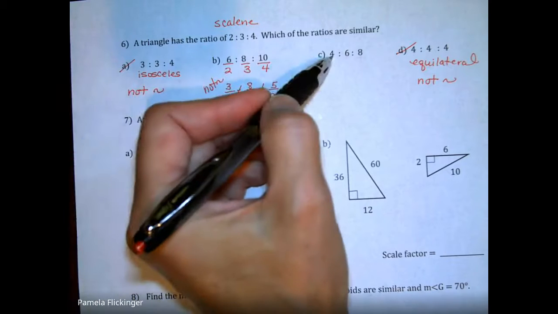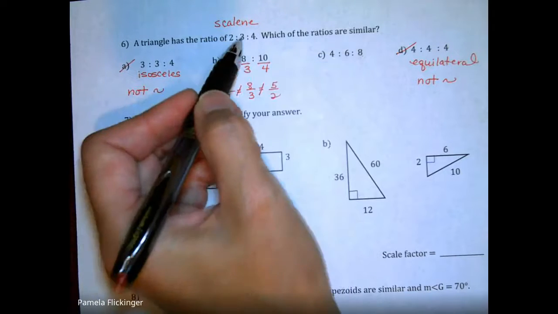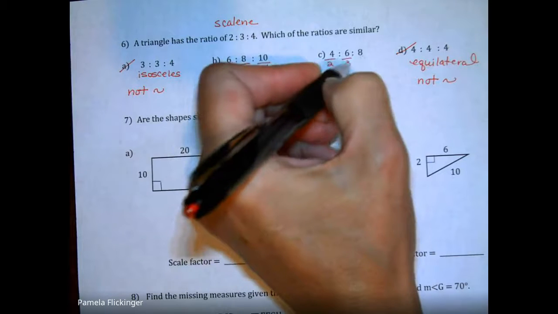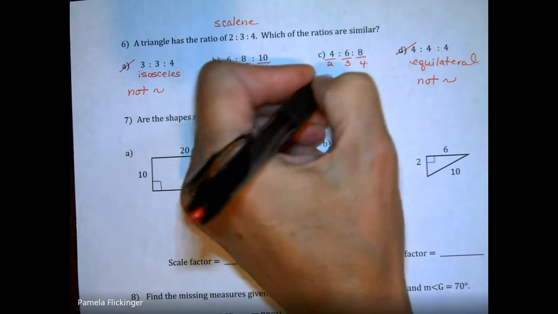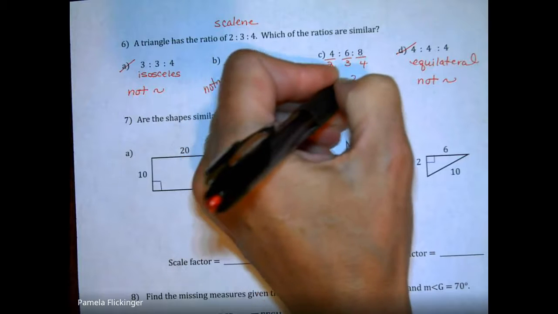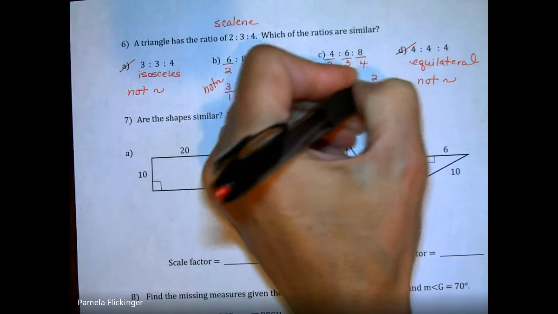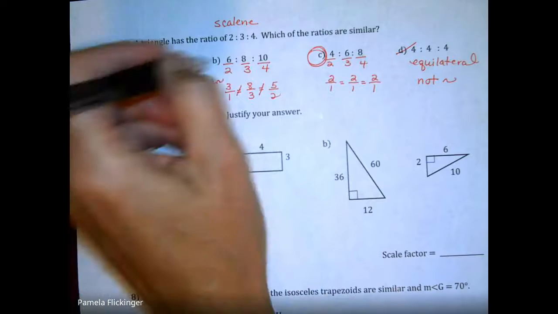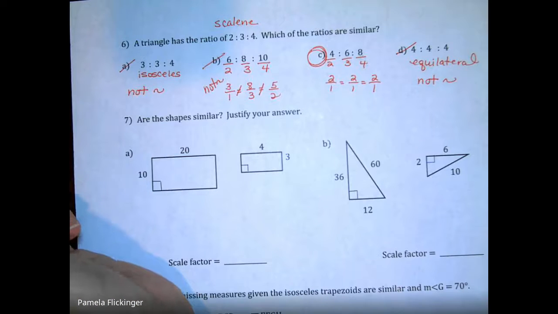So again, small, medium, long. I'm going to put the 2, the 3, and the 4 under here. And all of these reduce to 2/1. So here's my similar one.